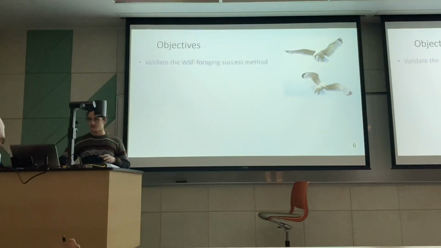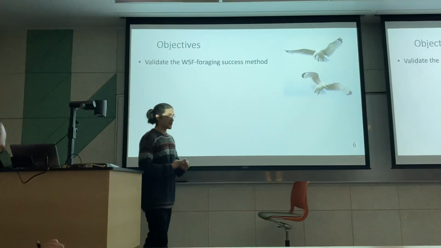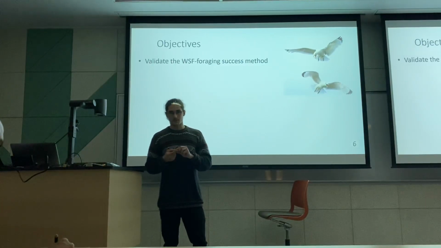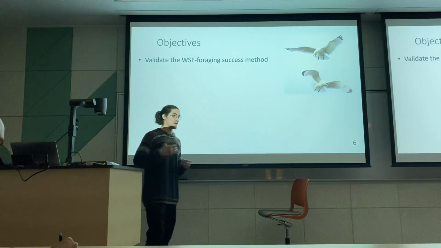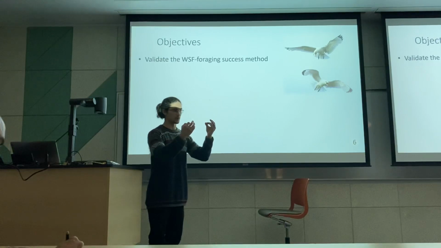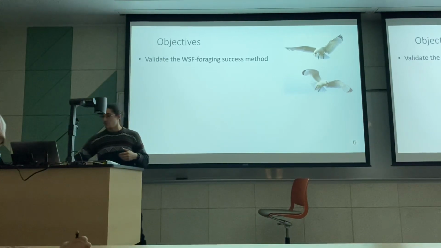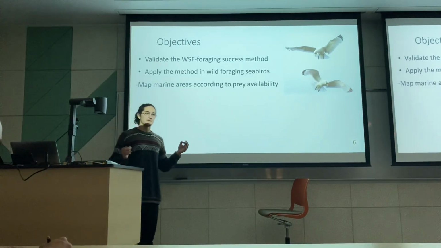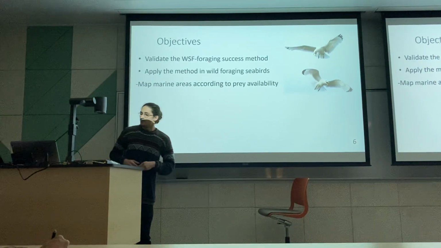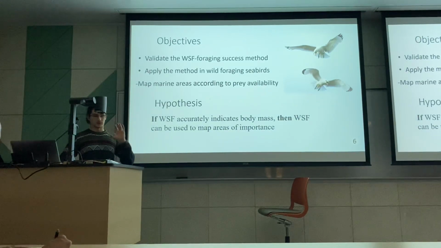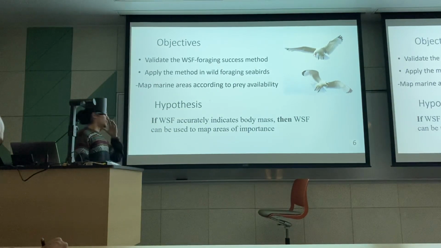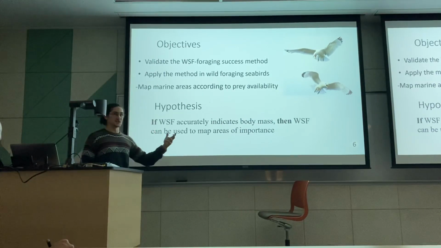So here are the objectives. We want to first validate the method of determining mass based on wing stroke frequency. So we want to know that indeed we can read mass into accelerometer data. Second, we want to apply the method to wild foraging birds to map areas of high ecological value. And so if wing stroke frequency accurately indicates body mass, then wing stroke frequency can be used to map these areas.